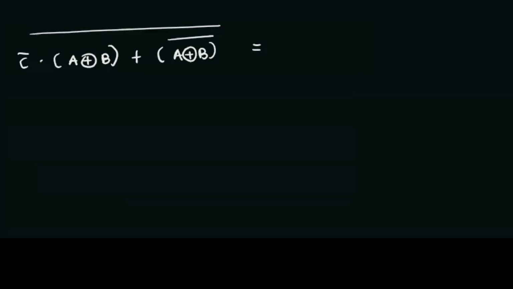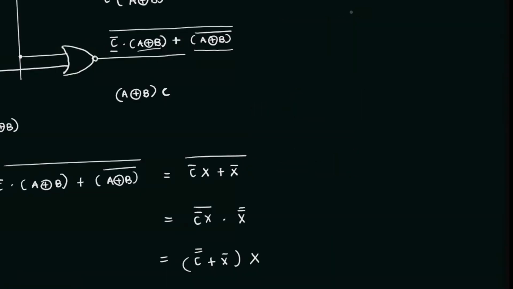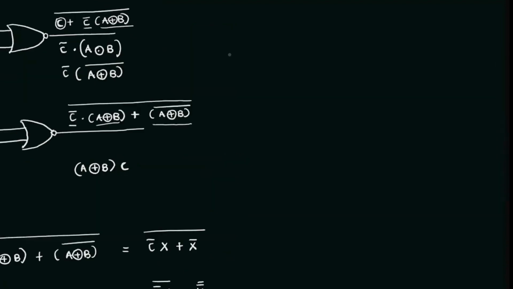Instead of A XOR B, I'm going to say that X is equal to A XOR B. So this can be given as C bar X plus X bar, whole thing bar. That will be C bar X bar into X double bar, and finally it will be C double bar plus X bar into X, and it will be C X plus X bar. So I'll get C X, which is C into A XOR B. That's it.